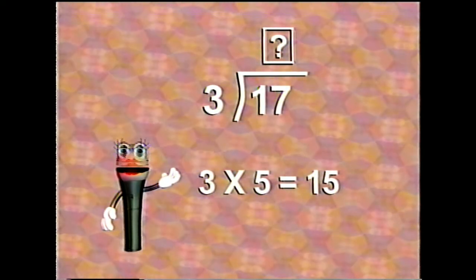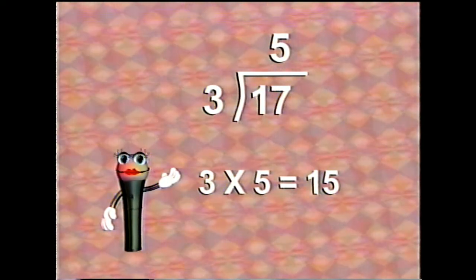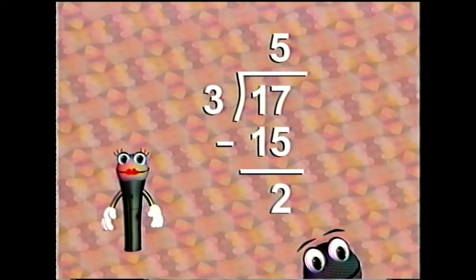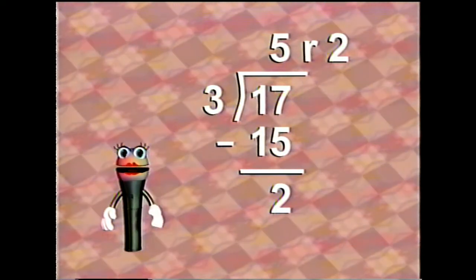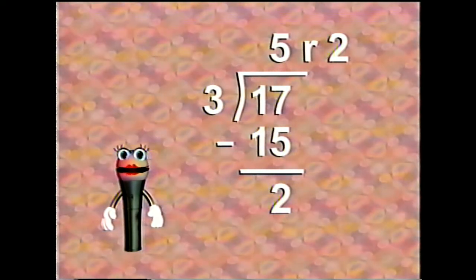Step B. Write a 5 for the quotient. Step C. Because 3 times 5 is 15, next, write 15 under 17 and subtract. You get 2. Step D. Write the remainder of 2 near the quotient. Abbreviate remainder of 2 with an R and a 2 after it as shown. And remember, in division, the quotient means the answer.